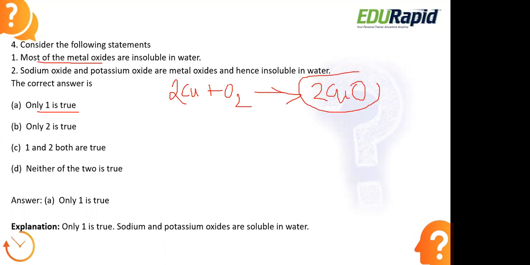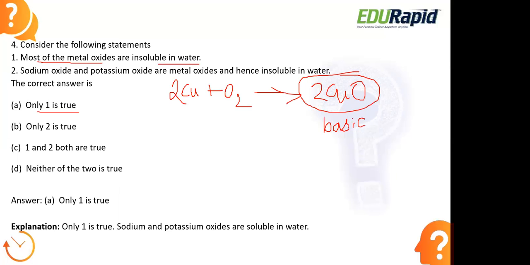And this metal oxide is basic in nature. So all the metal oxides are basic in nature, whereas the non-metal oxides are acidic in nature. This we have already learned in the previous sessions. So this metal oxide, which is basic in nature, is mostly insoluble in water.